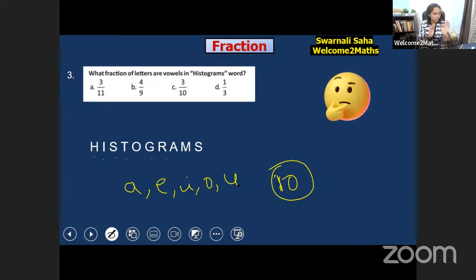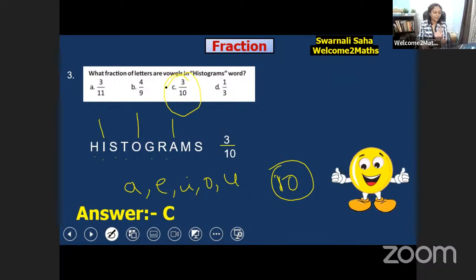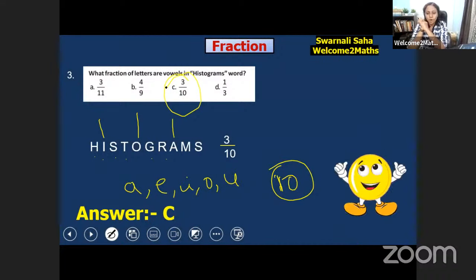Let's check which are there. First is I, then O, then A. There are only 3 vowels. So 3 is the number of vowels and the total letters are 10. What would be the fraction? 3 by 10. Yes. So the answer is C, because in option C there is 3 by 10. In this way we have to solve. Very good. So many answers already, and all are correct. It's 3 by 10. It's C.